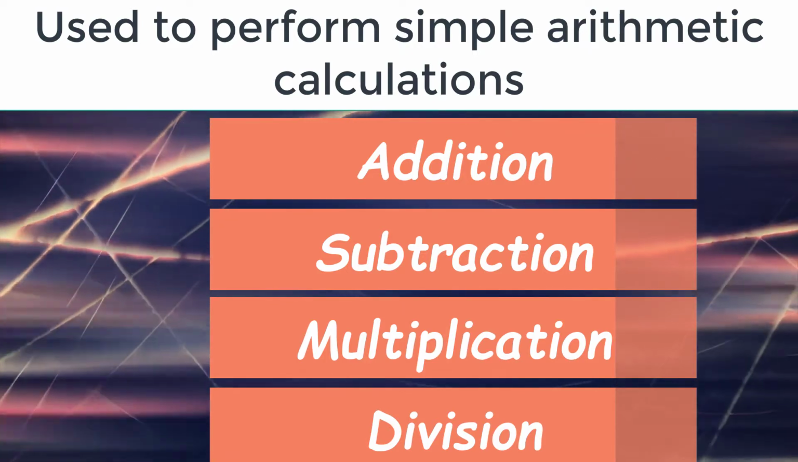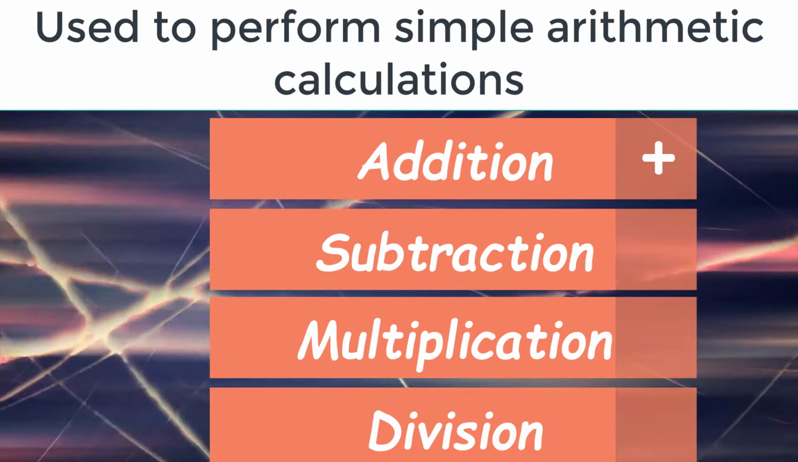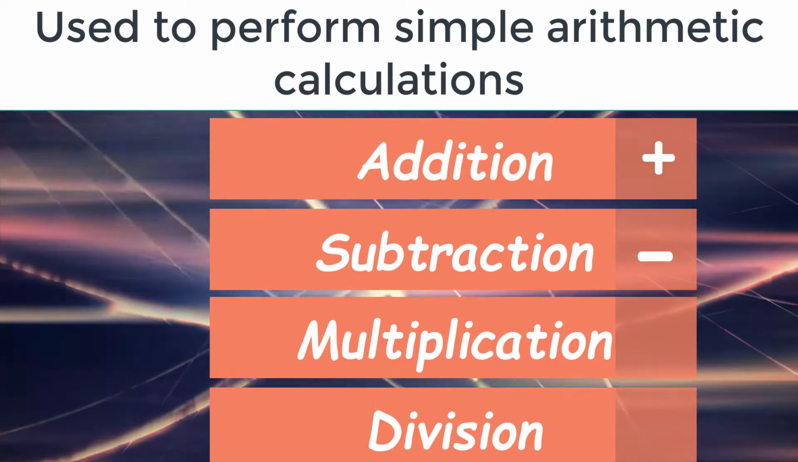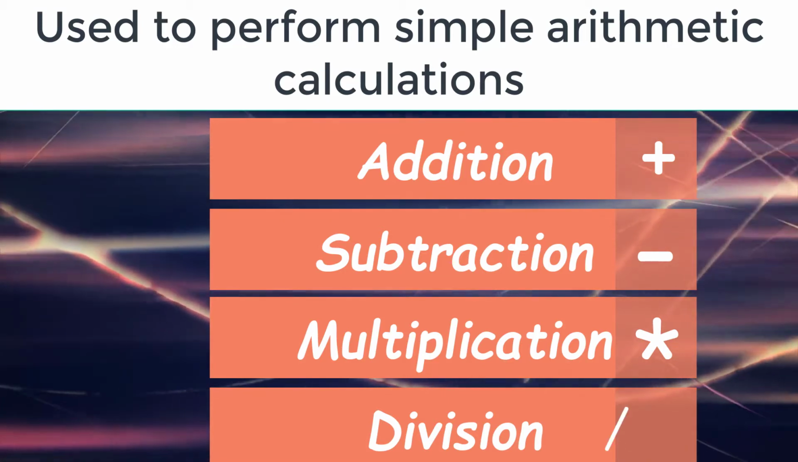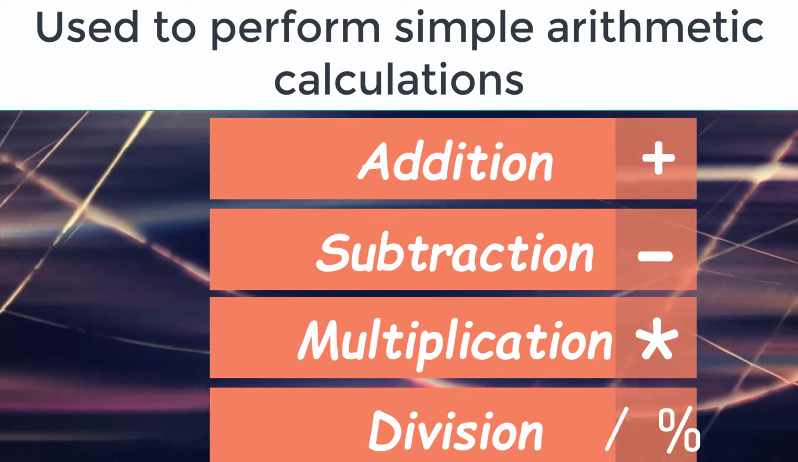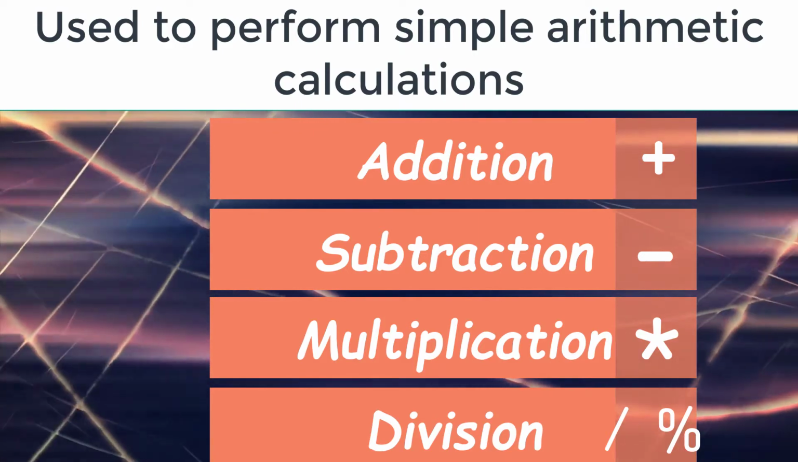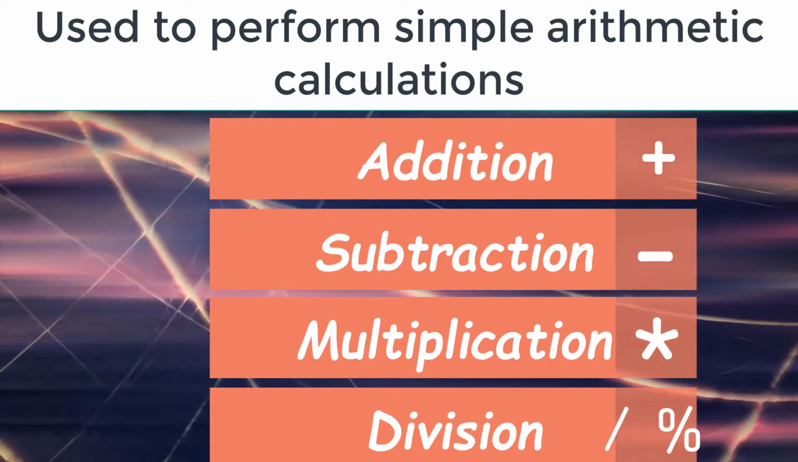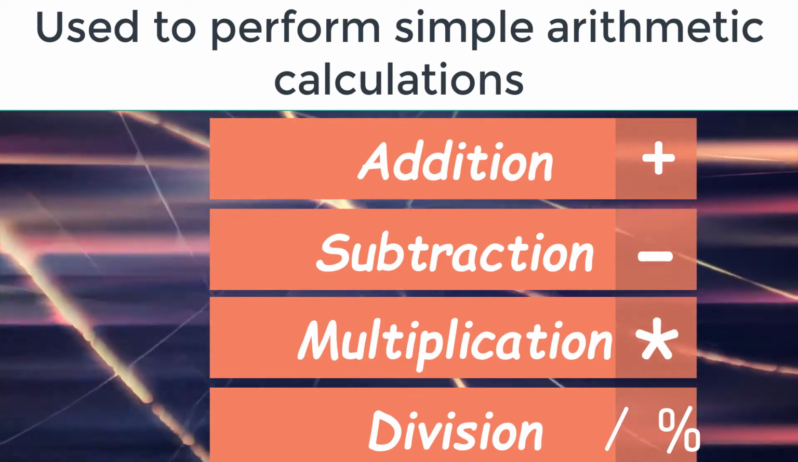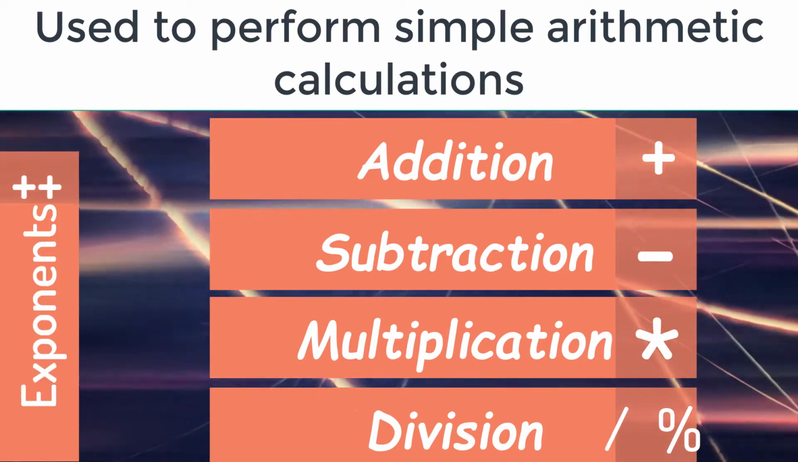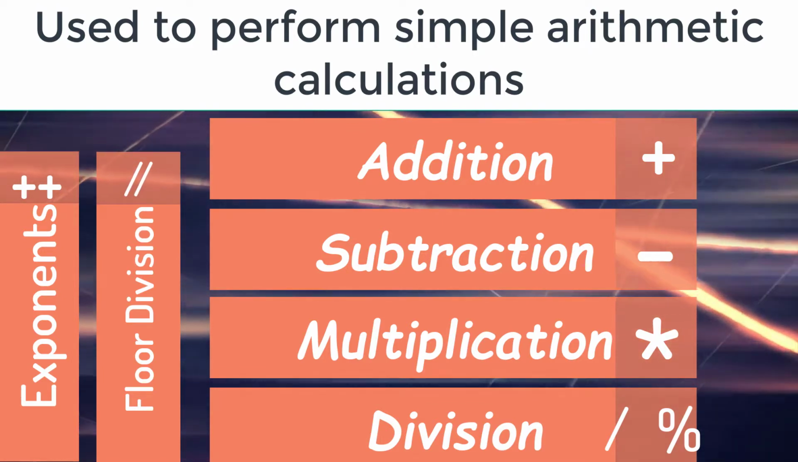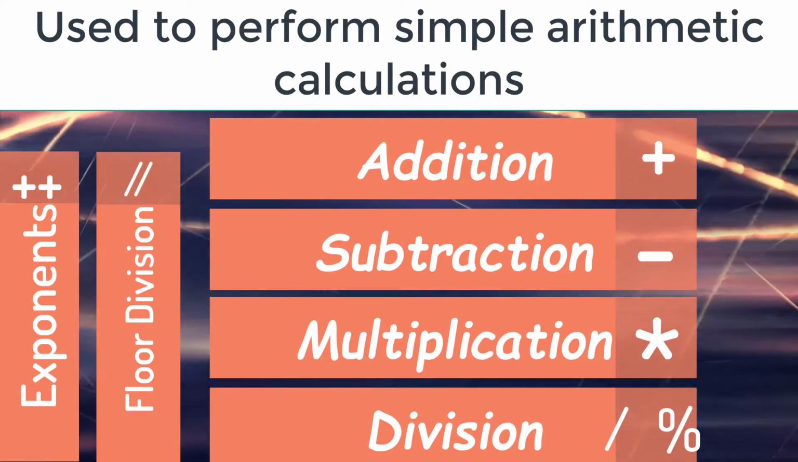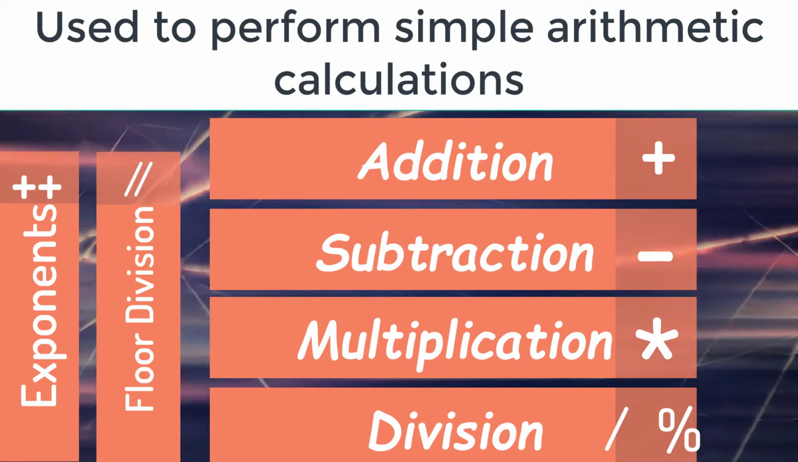So they are plus used for addition, minus used for subtraction, star used for multiplication, slash used as division, percentage used as modulus. This modulus is used to find the remainder in division. Double star used as exponent and double slash used for floor division. These are the symbols or operators used for arithmetic operations.